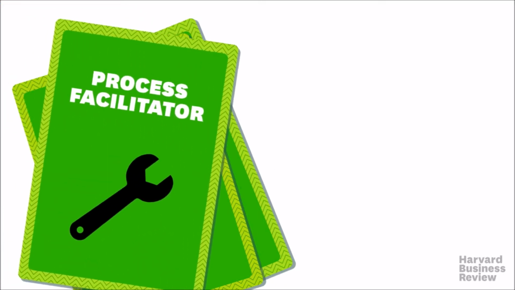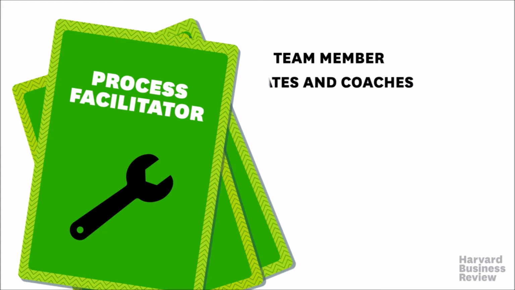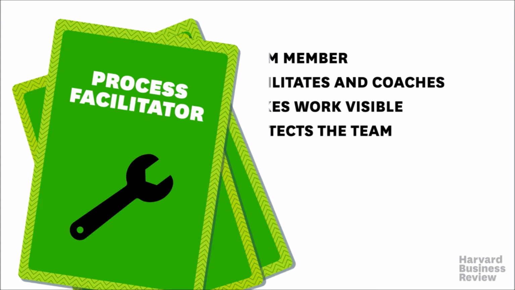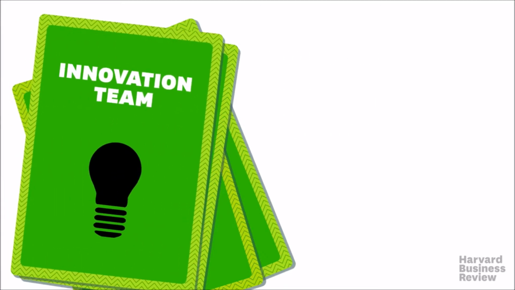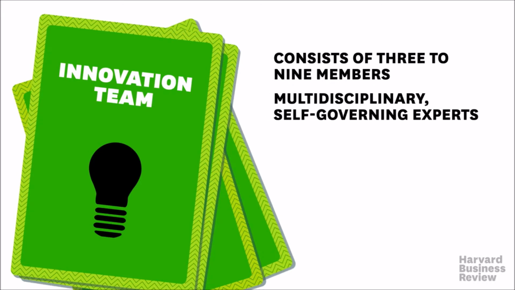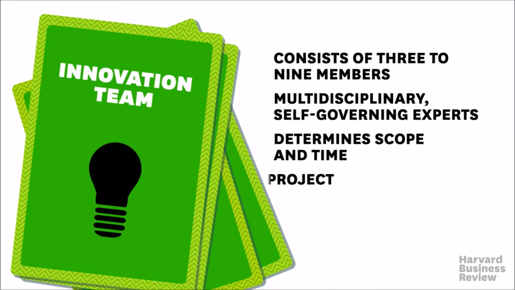The process facilitator is a team member who trains the team on Agile techniques and coaches individual members. He also facilitates the team's meetings, makes the work visible, and checks in with team members regularly to make sure they feel valued and engaged. The innovation team itself usually has between 3 and 9 members, including the initiative owner and process facilitator. It's a multidisciplinary group that possesses all of the skills required to solve the problem. Together, they are self-organizing, dedicated to the project, focused, stable, and highly collaborative.